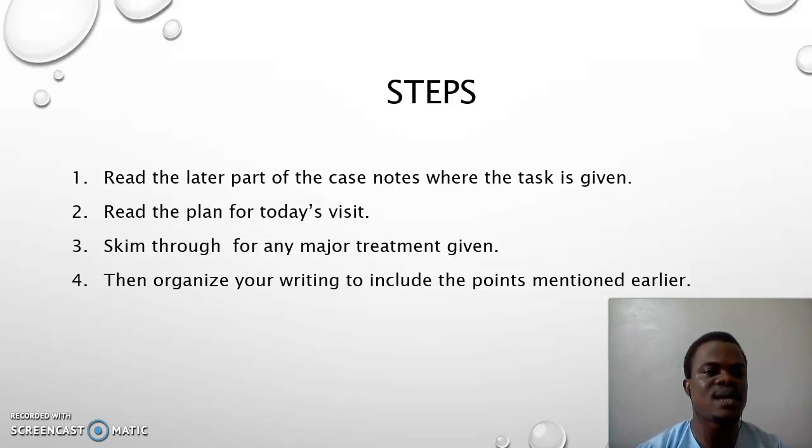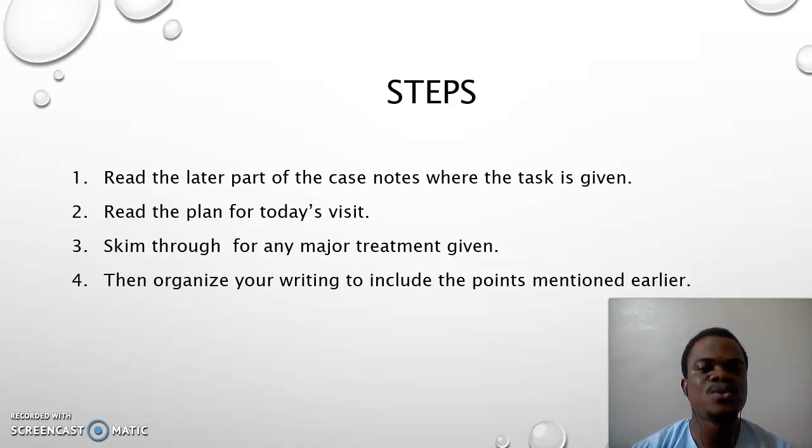Now, the step that you have to take first is to read the letter part of the task that is given to you as I've described, just to know the type of letter you want to write, whether it's a referral or a discharge letter. Then read the plan for today's visit. That will help you to know why you are referring this patient. Are you referring this patient because you can no longer manage this patient? Are you referring this patient because the case is deteriorating?